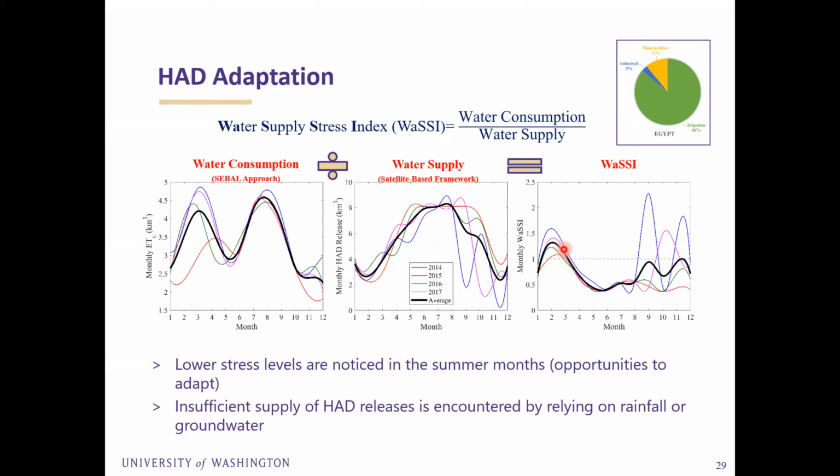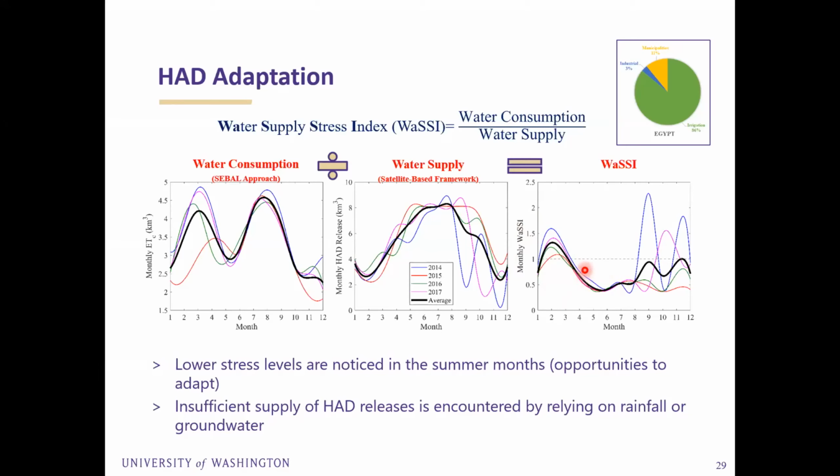And probably some regions in Egypt are using groundwater, and maybe as well the rainfall in Alexandria or some of the regions in the Nile Delta when they have some rain that's happening in the winter.